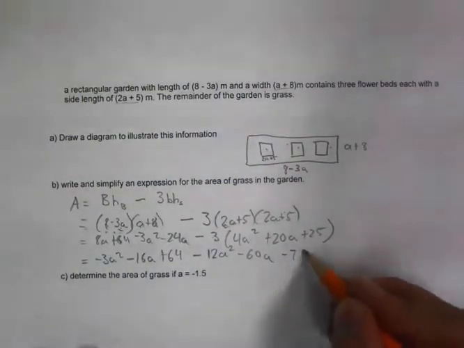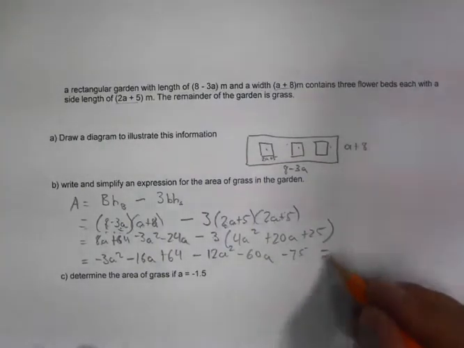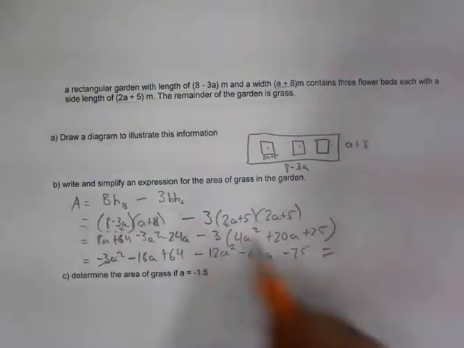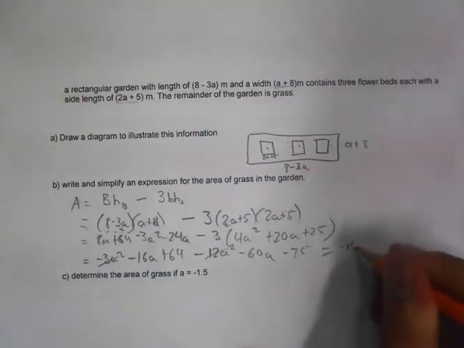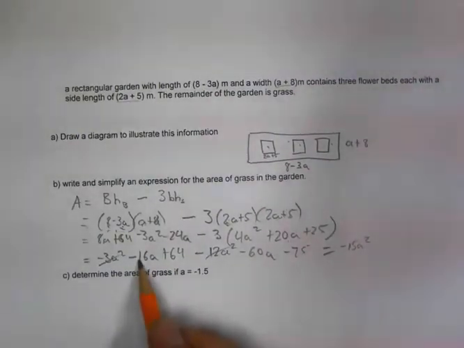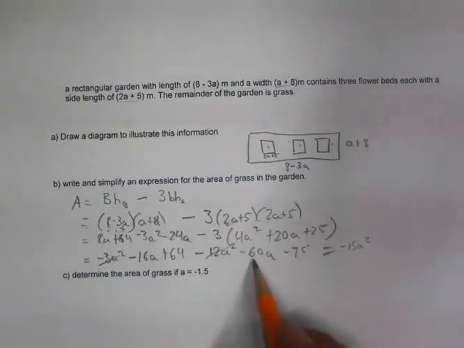Okay? So let's combine these all together. Negative 3a squared and negative 12a squared will give me negative 15a squared. Okay? I have negative 16a, and we have negative 60a. Well, that's going to end up giving me negative 76a.